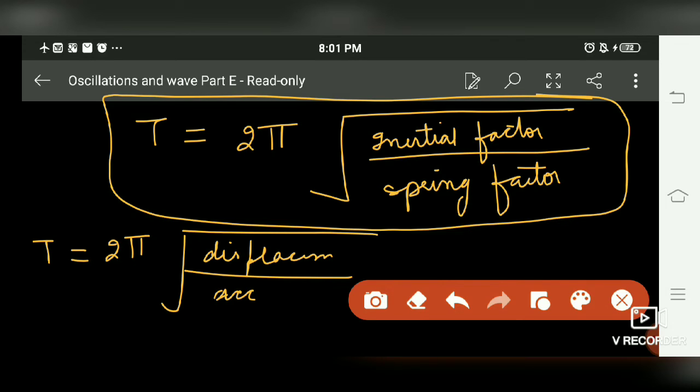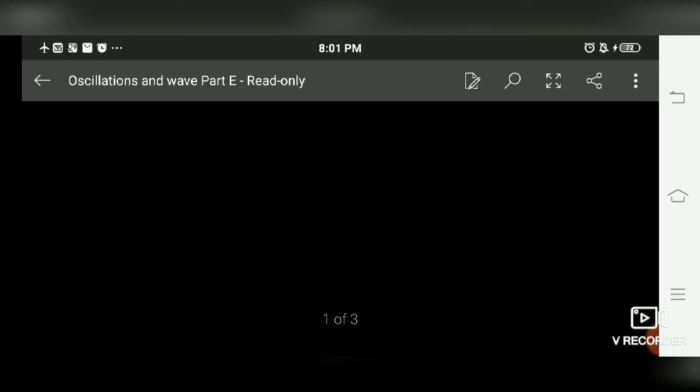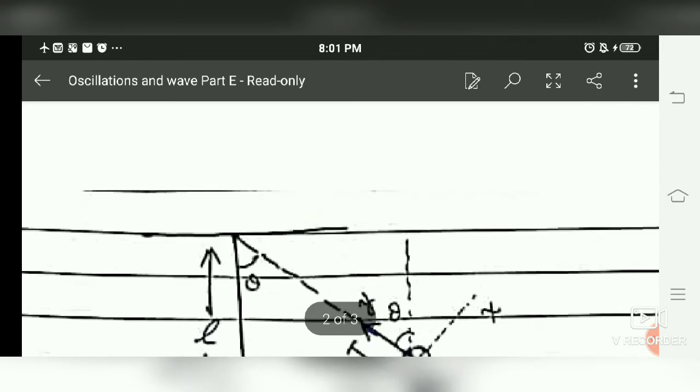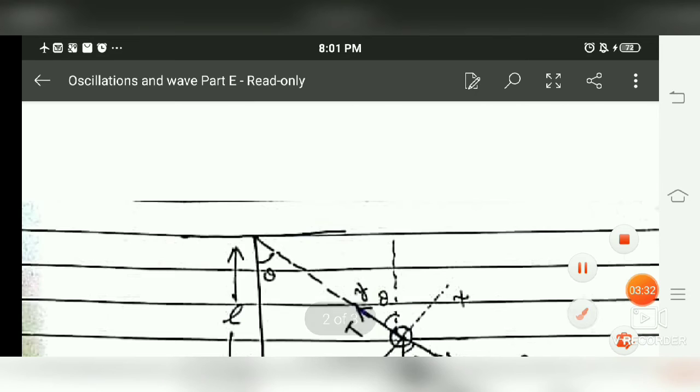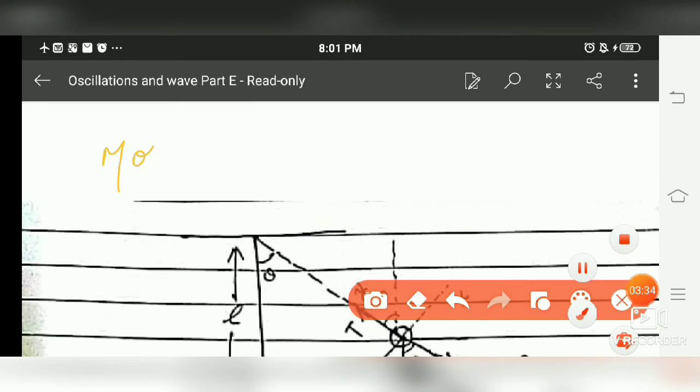We can also prove this. You must try this by yourself. You can easily approach this expression. So this is the formula for the time period which is basically used. So we are going to check a few examples of simple harmonic motion. First is of a simple pendulum, motion of a pendulum, and for this we are going to find the time period. I am doing it here.